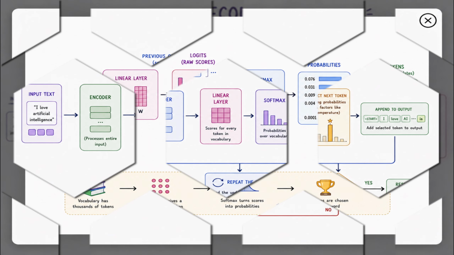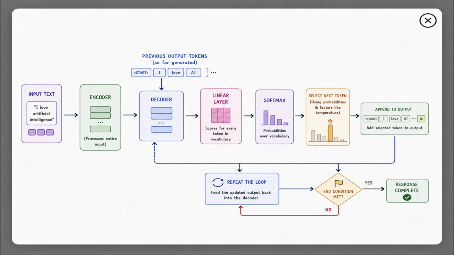Once selected, it will be added to the so far generated output and fed back into the decoder. Now, the same loop of operations will be repeated again. This will keep on going until either the response is completed or there is some other end condition.